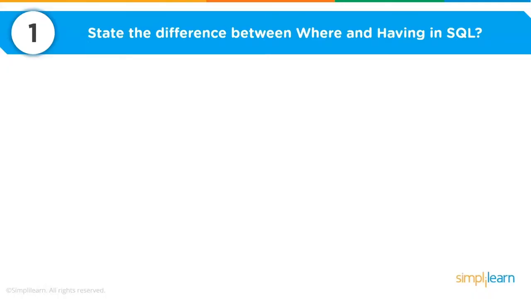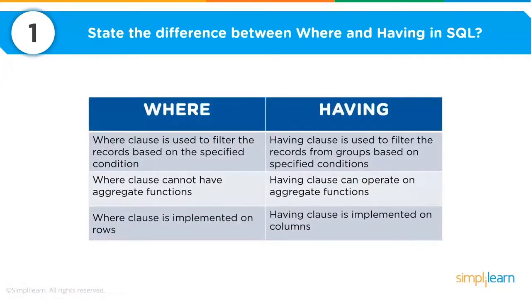So the first question is to state the difference between the WHERE and HAVING clauses in SQL. Now, WHERE and HAVING are very widely used in SQL to solve specific problems. Now let's look at the differences one by one. The WHERE clause is used to filter the records from the table based on the specified condition and can be used without the GROUP BY clause. On the other hand, the HAVING clause is used to filter the records from groups based on specified conditions.